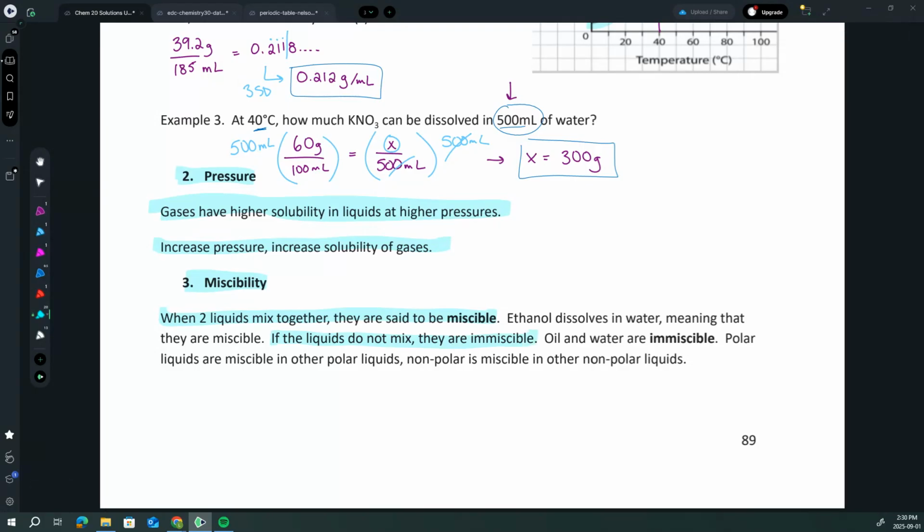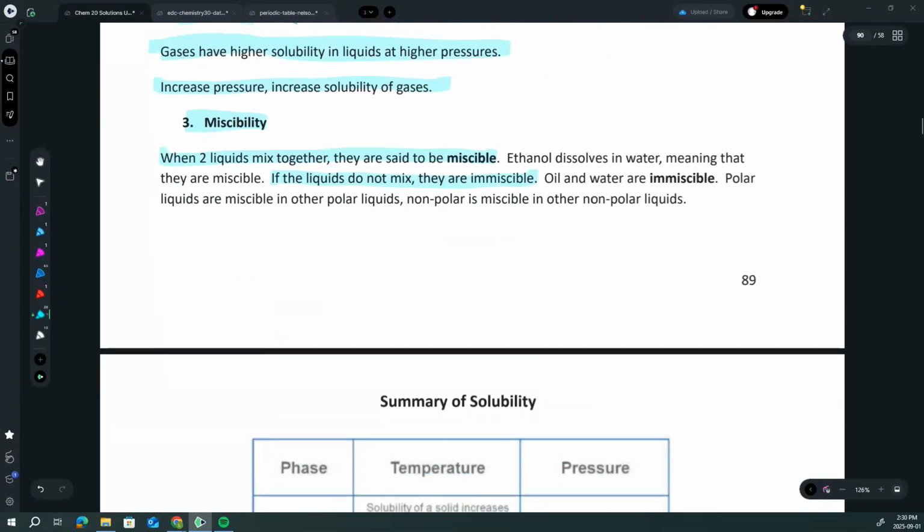So for example, oil and water are immiscible. The reason why is because water is polar, however, oil is nonpolar. So going back to like dissolves like, well, oil is nonpolar, water is polar. That's the reason why they're immiscible, because they are substances that do not have similar natures, so similar polarities. Okay, so polar liquids are going to be miscible in other polar liquids. Non-polar liquids are going to be miscible in other non-polar liquids.